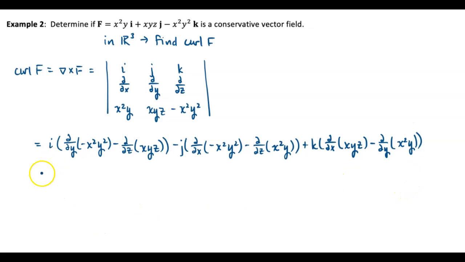All right, let's continue. The partial with respect to y of negative x squared y squared is going to be, treating x as a constant, a negative 2x squared y. Partial derivative with respect to z of xyz is just going to be xy. And so this is our i component. Now, we could find the j and k components, but there's no need to continue. Because look, negative 2x squared y minus xy is not equal to 0, right?